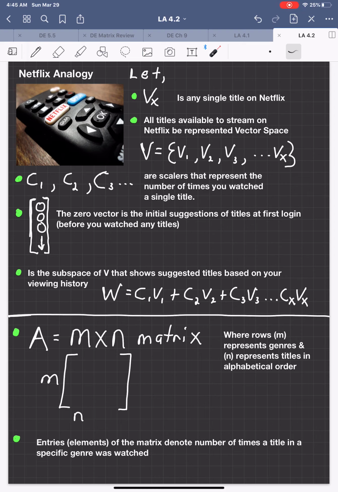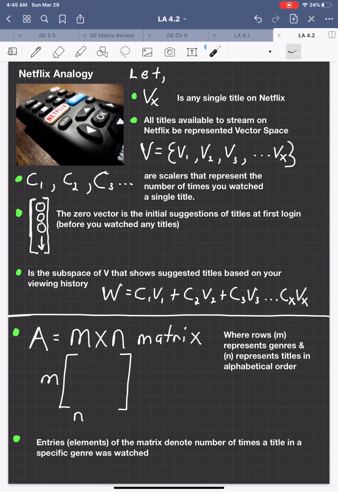Now, the scalars that you attach to each vector represent the number of times you watched a single title. So if you had 4 v sub 1, that would mean that you watched whatever movie v sub 1 is 4 times.